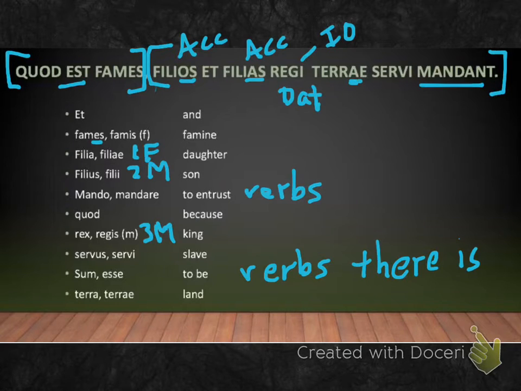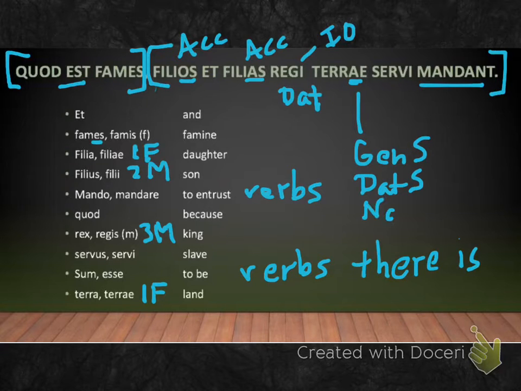Terrae ends with ae. When I look at the vocabulary list, I see it is a first declension feminine noun. Ae can be a lot of different things. It can be genitive, singular. It can be dative, singular. And it can be nominative, plural. Is land the subject of my sentence? It could be because mandant, the verb, is plural and ends with nt.